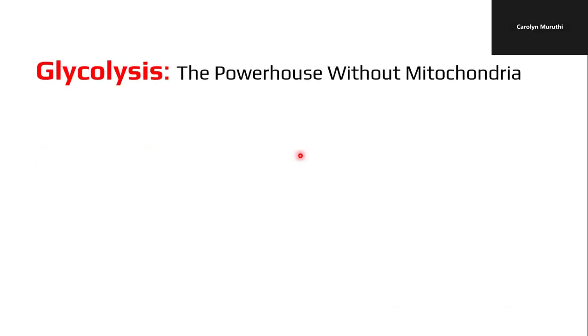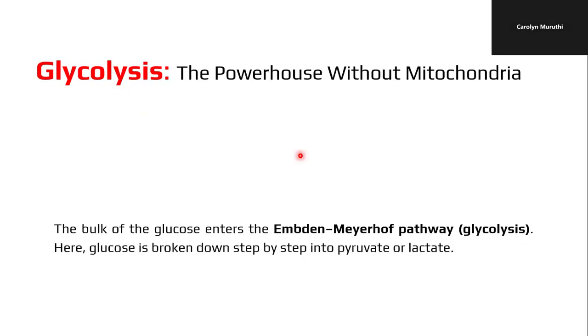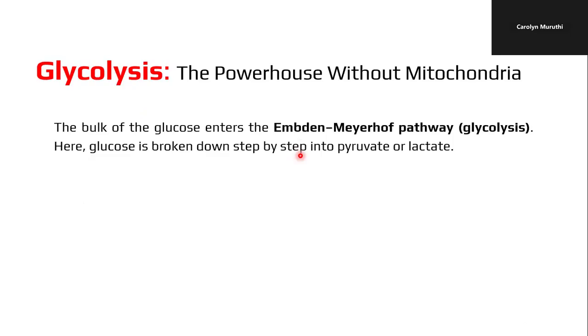The main source of fuel for erythrocytes is glucose, and the bulk of this glucose enters glycolysis and is broken down into pyruvate and lactate. And so let us look at glycolysis step by step. When glucose enters the cell, it is immediately trapped by phosphorylation as hexokinase converts it into glucose 6-phosphate using 1 ATP.